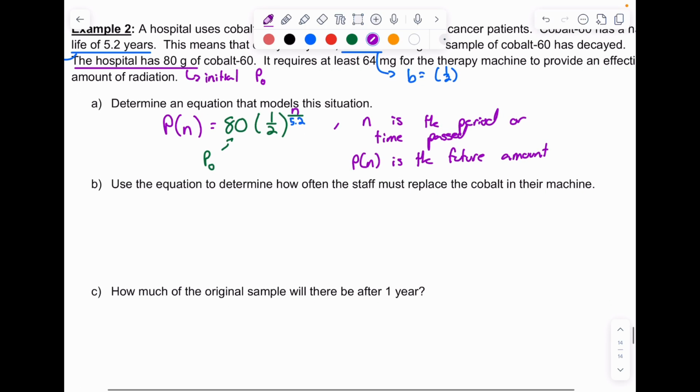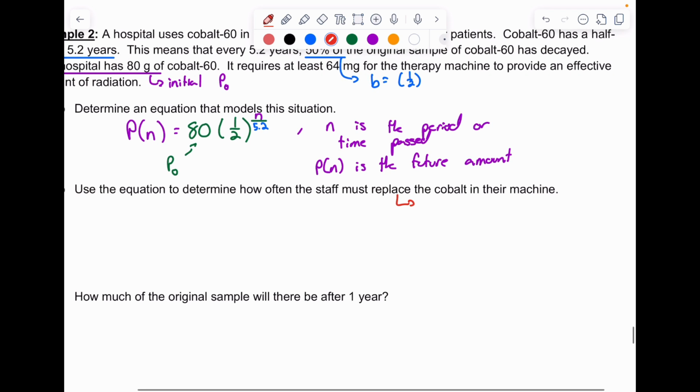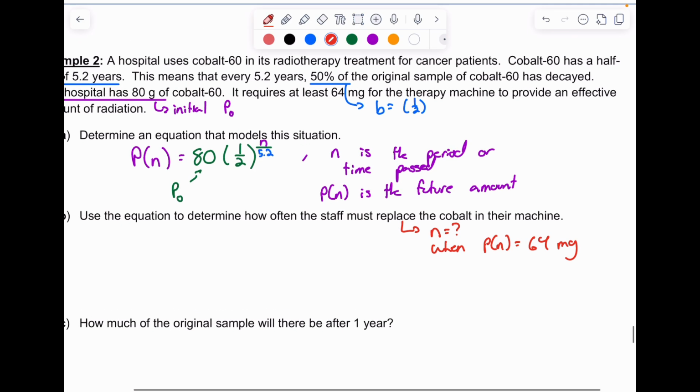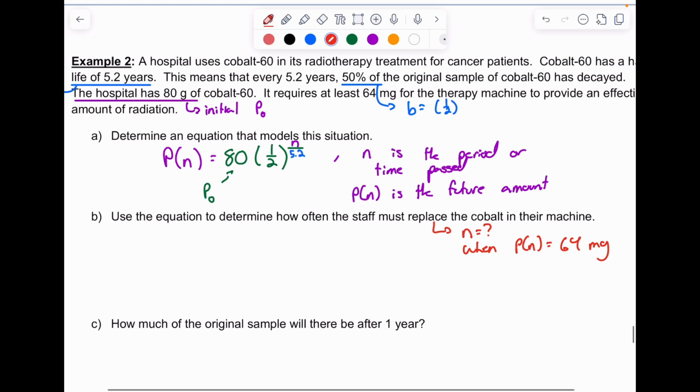So use the equation to determine how often the staff must replace the cobalt in their machine. If we need at least 64, they replace the machine when, all right, we are looking for n, when P of n equals 64 milligrams, okay? Because it says that when they have at least 64 milligrams, they're okay. But if they have any less than that, then they can't do it, right?